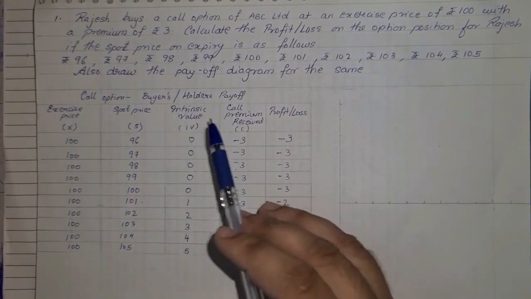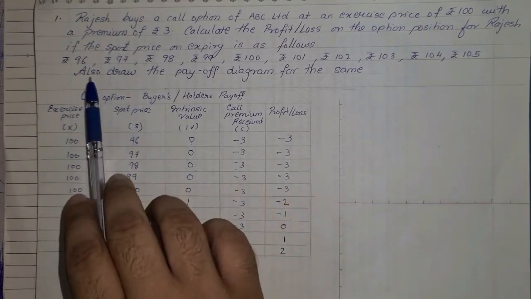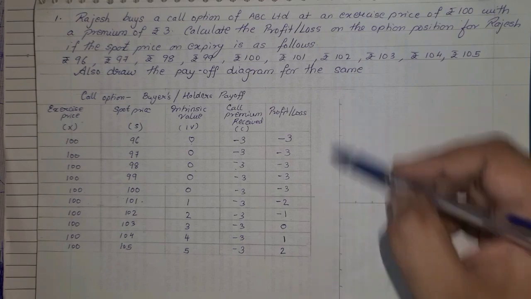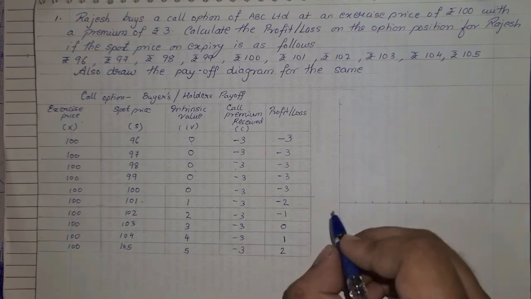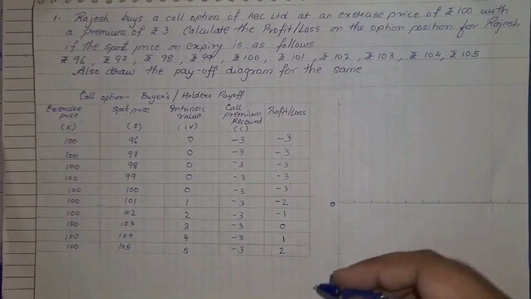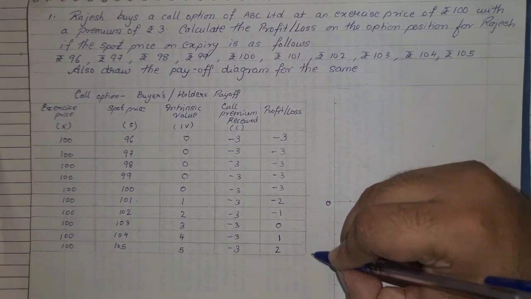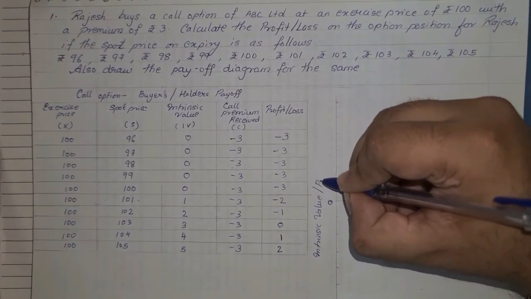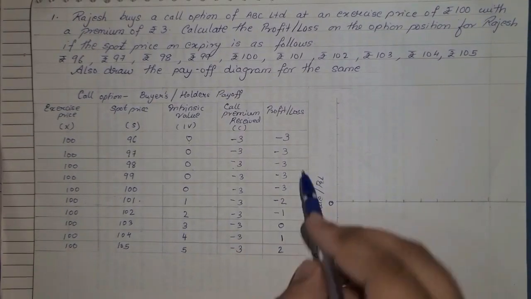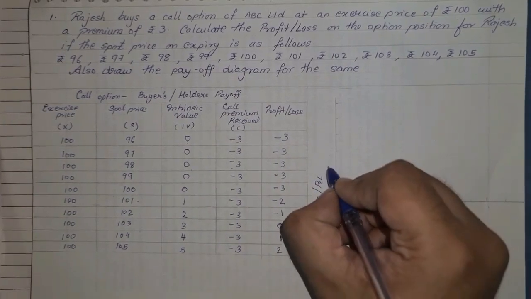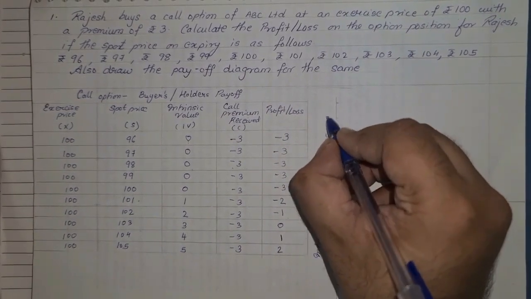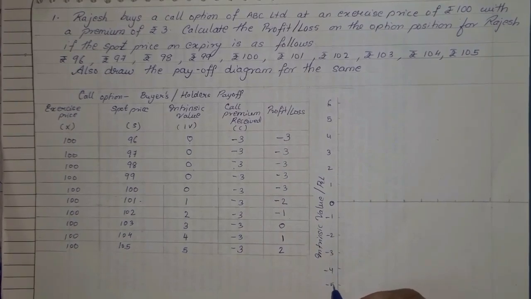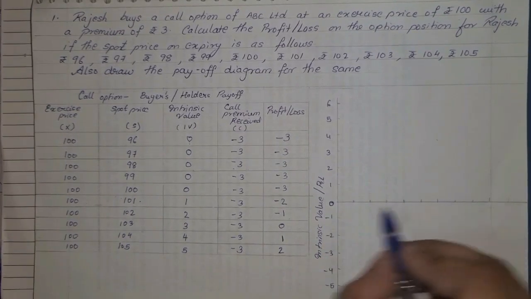Now, let us see how we can present this in a diagrammatic form, because they've also told us to draw the payoff diagram for the same. There is a small sketch which has been made. This is our y-axis, this is our x-axis. We will start off with zero. The y-axis will include your intrinsic value and profit and loss. Since the numbers are in 1s, 2s and 3s, we have positive 1, 2, 3, 4, 5, 6, and at the bottom negative 1, negative 2, negative 3, negative 4, negative 5. Now the x-axis contains your spot prices.